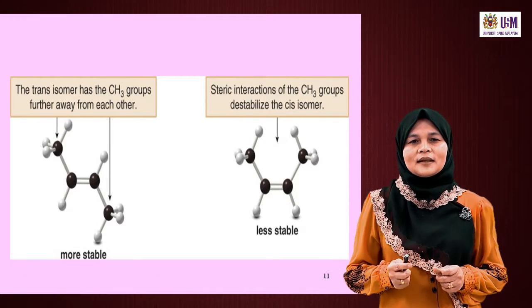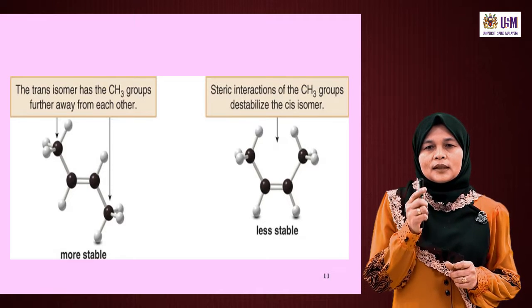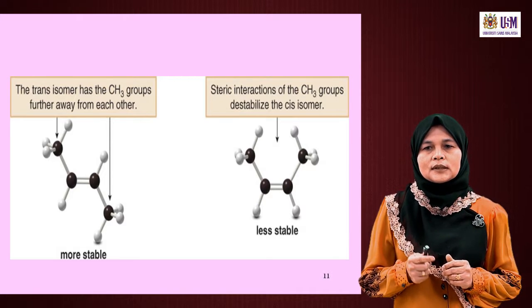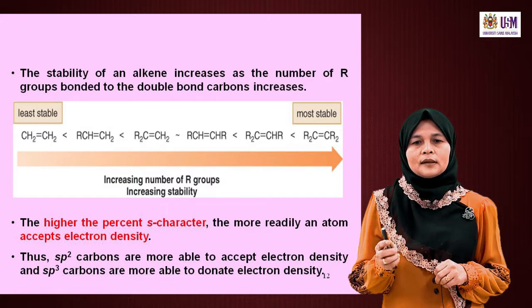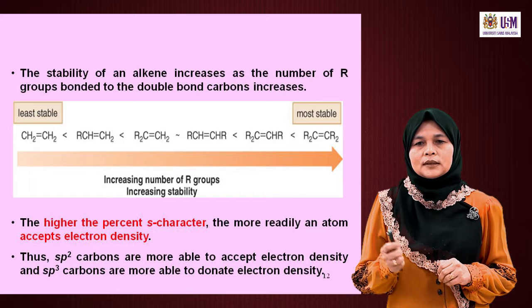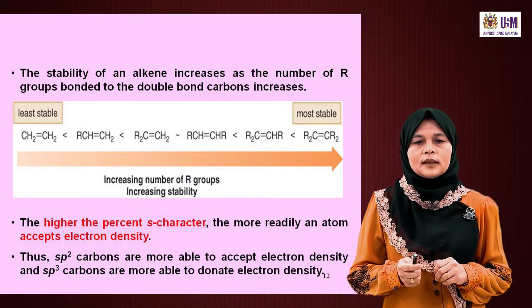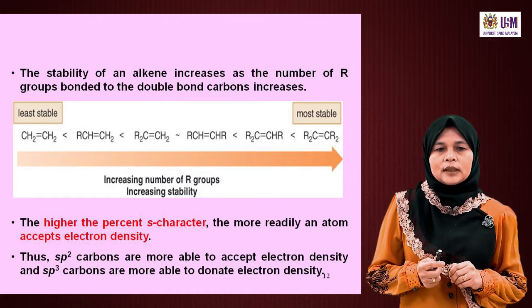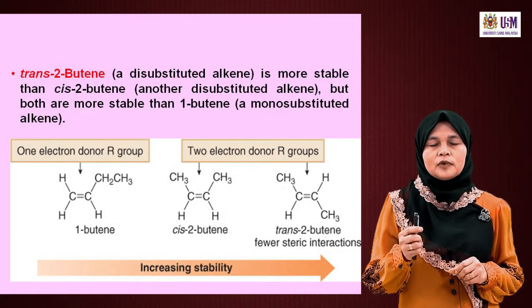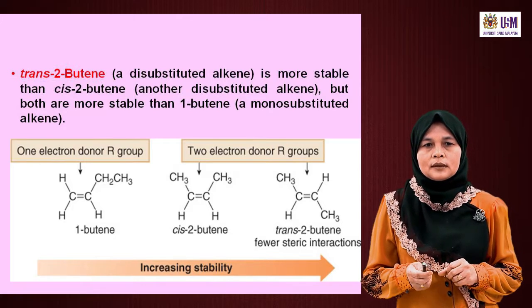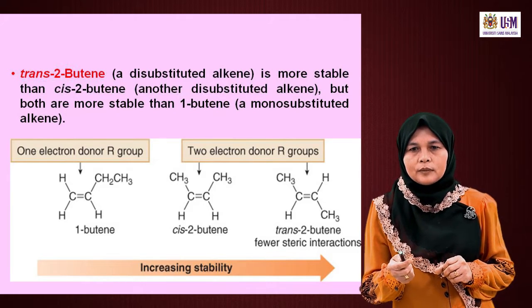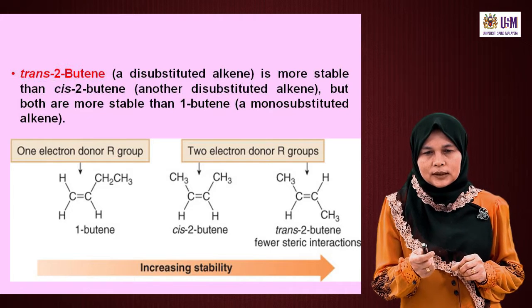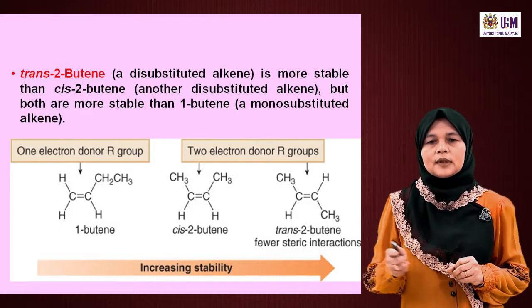In general, trans alkenes are more stable than cis alkenes because the groups bonded to the double bond carbons are far apart. It reduces the steric interaction. From left to right, increasing the number of R groups will increase the stability of an alkene. The higher the percent of s character, the more readily an atom accepts electron density. Trans-2-butene is more stable than cis-2-butene, but both are more stable than 1-butene, which is a monosubstituted alkene. So the increasing stability of the structures is from left to right.